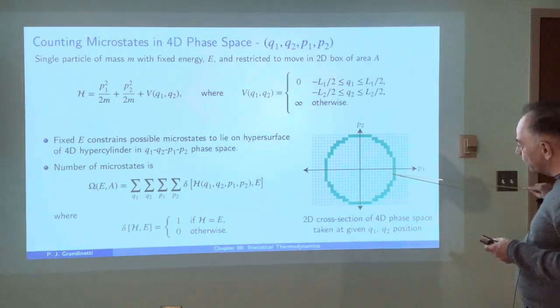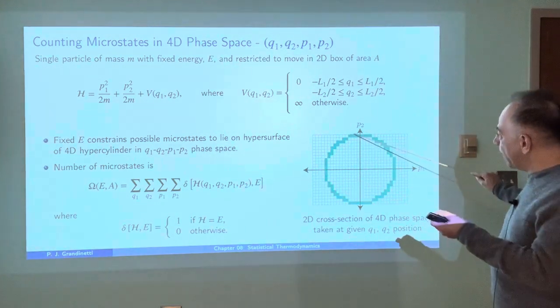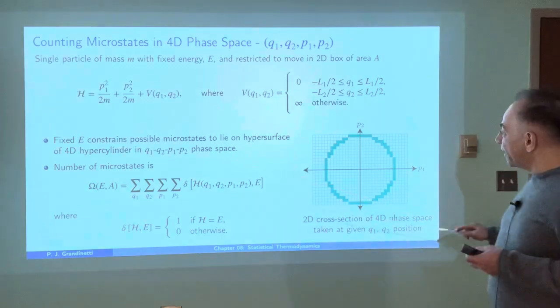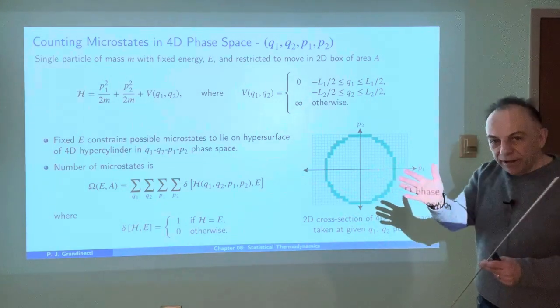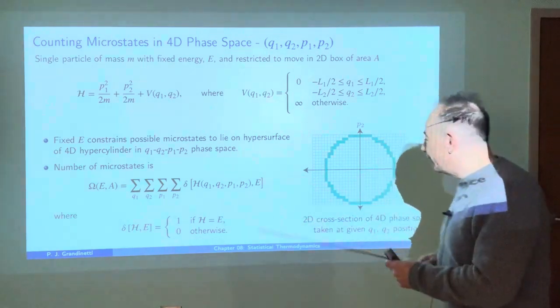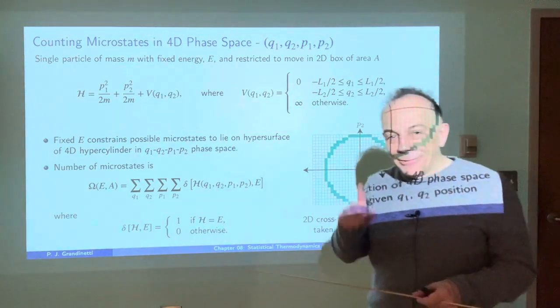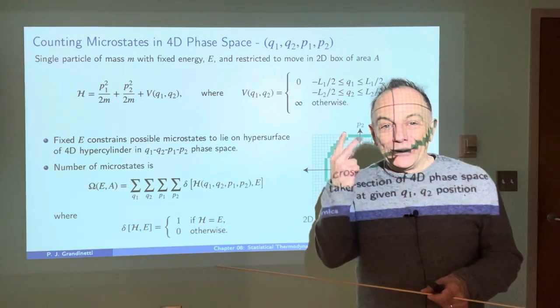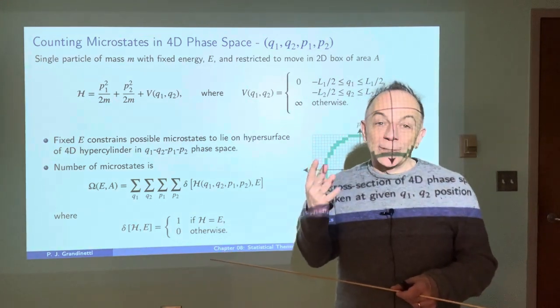And so what we're doing is we're counting every one of these microstates on the surface of this hypercylinder, and of course then it extends out with other positions along Q1 and then also along Q2, if you can imagine, in 4 dimensions. All right. Okay, so now we've done one particle in 1 dimension, one particle in 2 dimensions. We've moved from a 2-dimensional phase space to a 4-dimensional phase space.